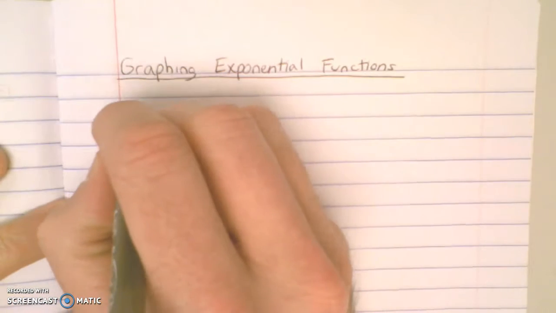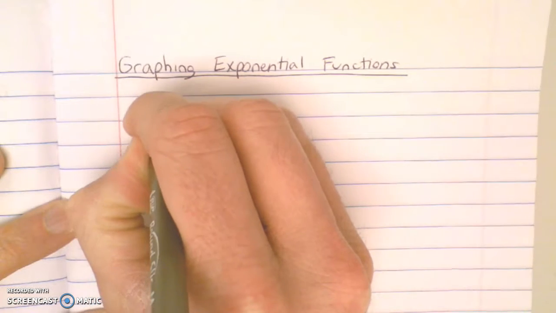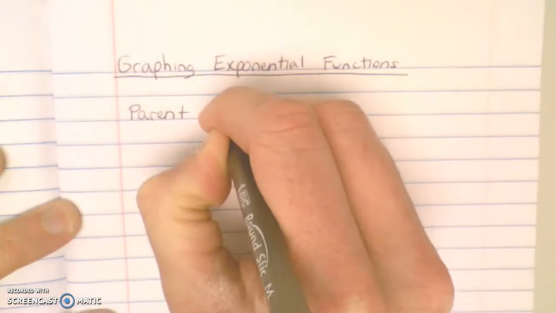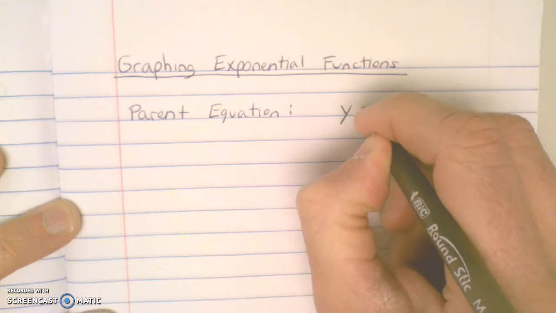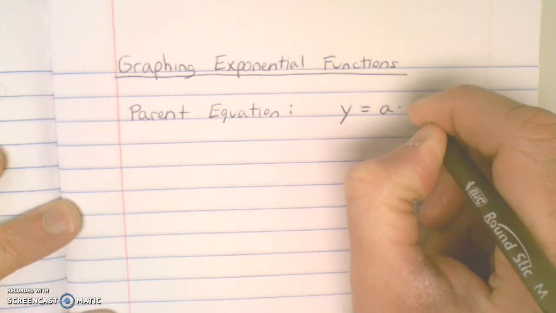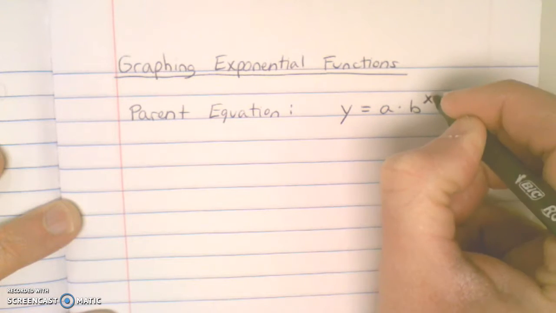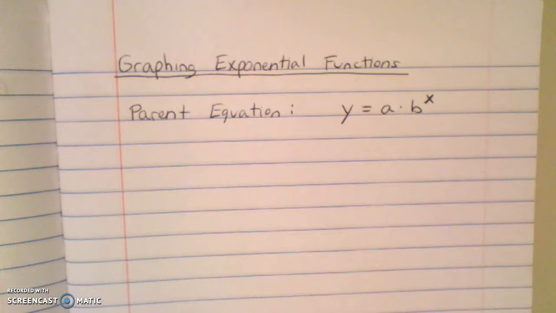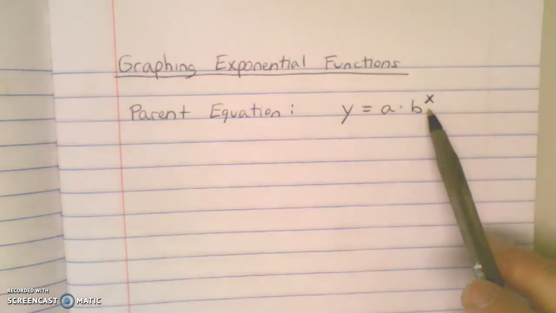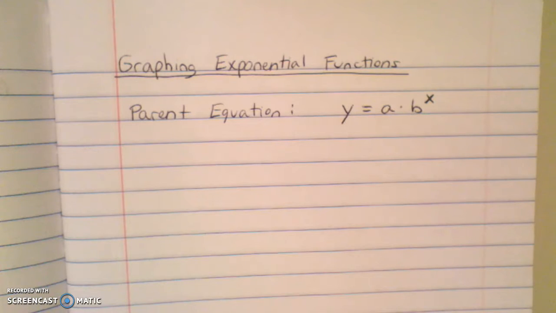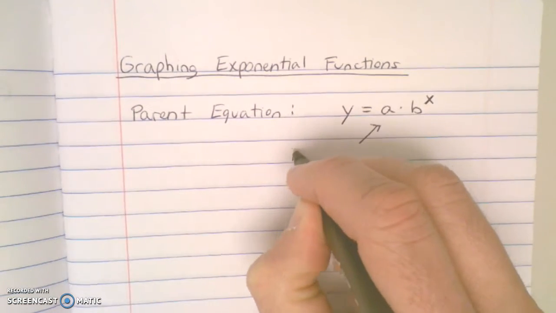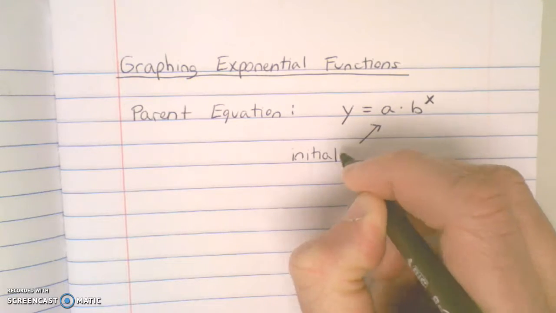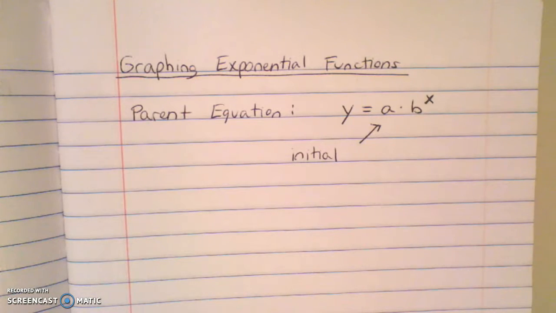All right, the parent function, or the parent equation, for exponentials looks like this: y equals a times b to the x. We know it's an exponential equation because the x value is in the exponent spot. And we're going to break down what these pieces mean. So a is your initial value. It's where you're starting on the y-axis. It's the y-intercept, essentially.